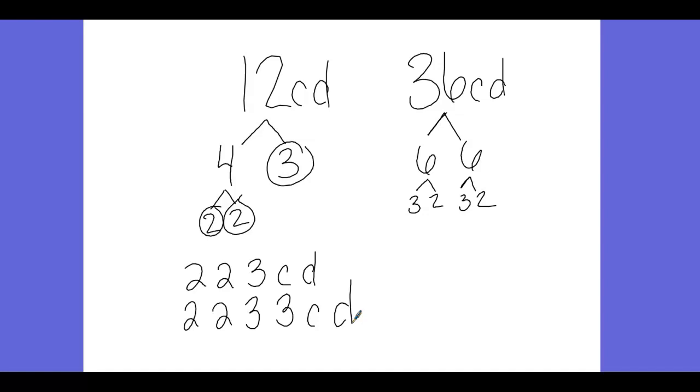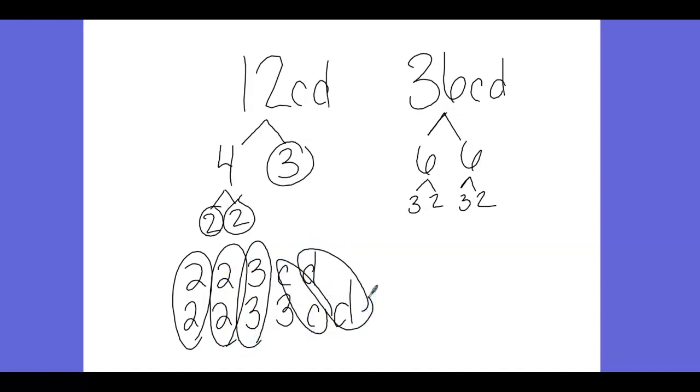What do I have in common? 2, 2, 3, c, d. Okay, so I have 2 times 2 times 3 times c times d. So 2 times 2 is? 4. Times 3 is? 12cd.